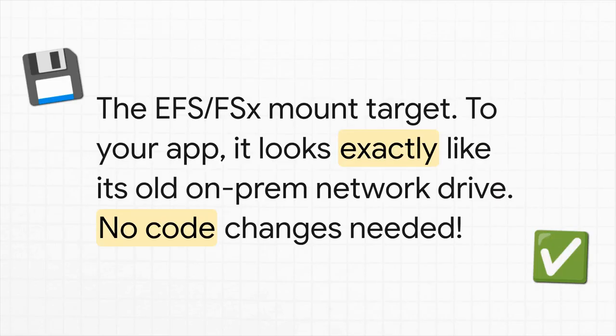And they do that through a simple little thing called a mount target. This is just an endpoint that lives inside your network, your VPC, and to your application, it looks and acts exactly like the on-prem network drive it's been using for years. And the best part? You don't have to change a single line of code in your app.